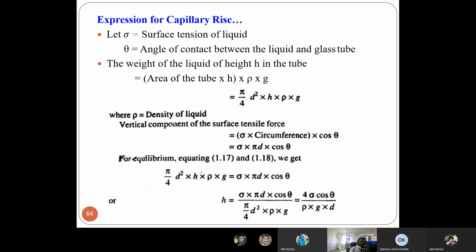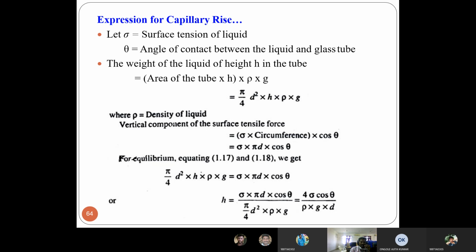Volume is nothing but area into length, or area into height. Density is equal to mass by area into h. Therefore, by cross multiplication, mass of the liquid is equal to area of the glass tube into h into density. Area of the glass tube is equal to pi by 4 d square, where d is the diameter of the glass tube, h is the height, density is rho, and g. So this is the mass of the liquid in the glass tube with the capillary rise h.